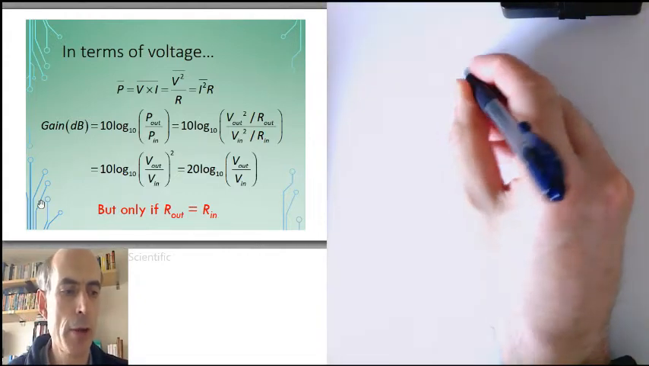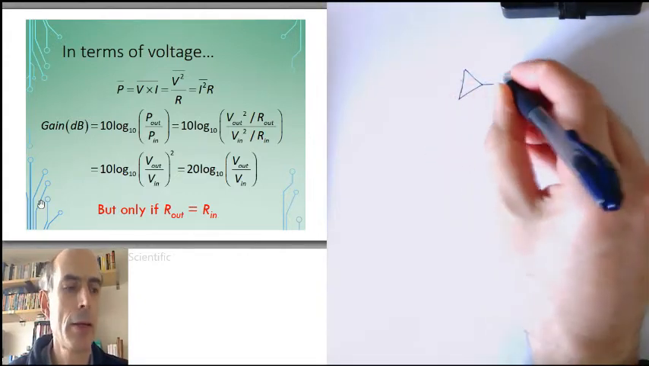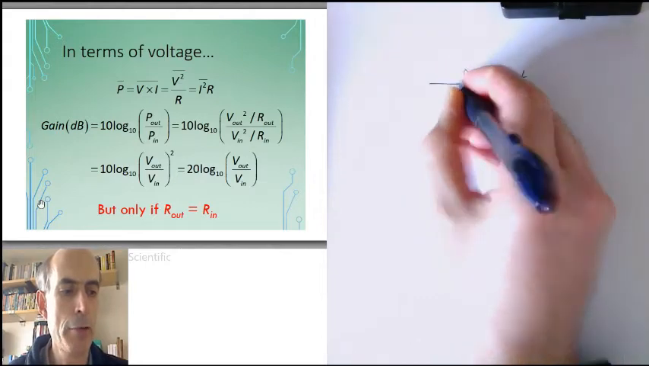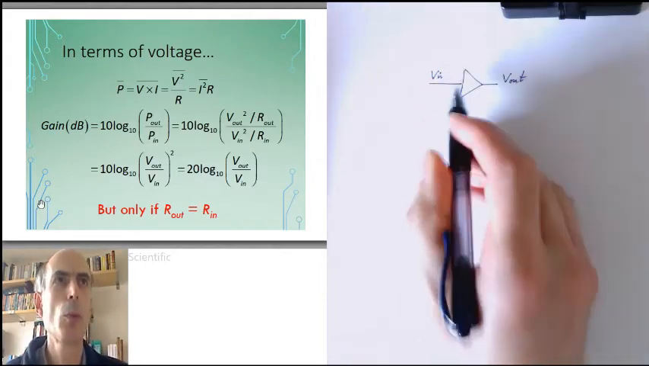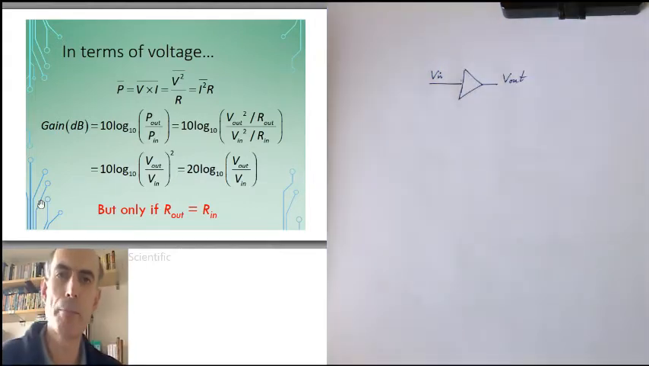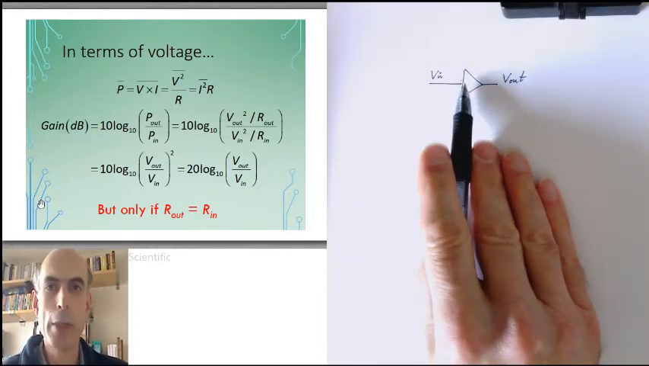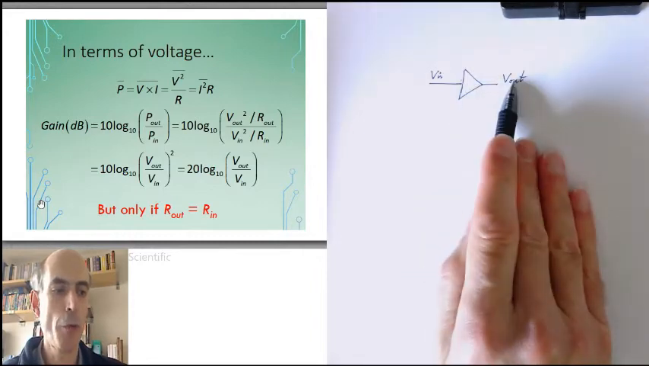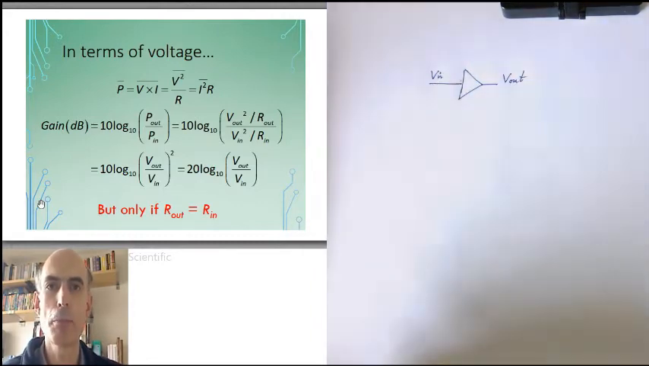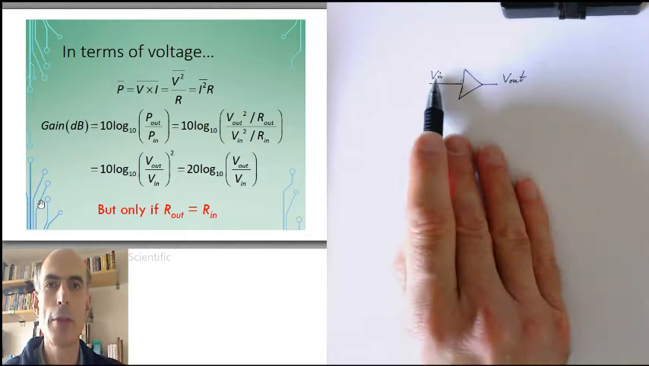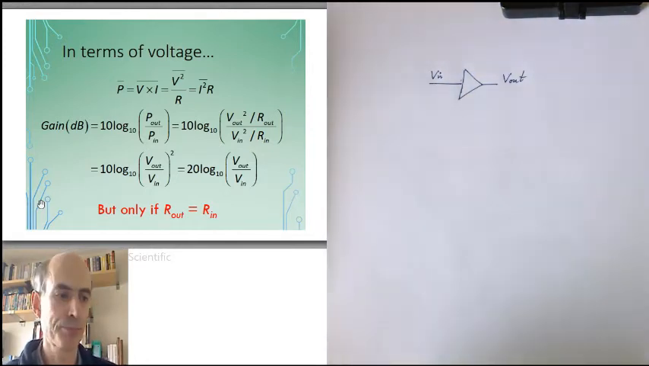So we'll have an amplifier like this. It will have an output voltage and it will have an input voltage. And we will want to express the gain of that amplifier in decibels. But we can't, because we don't know what the output power is and we don't know what the input power is. We just know the input and output voltages. So we bodge it. And it's a confusing bodge. And the bodge goes like this.